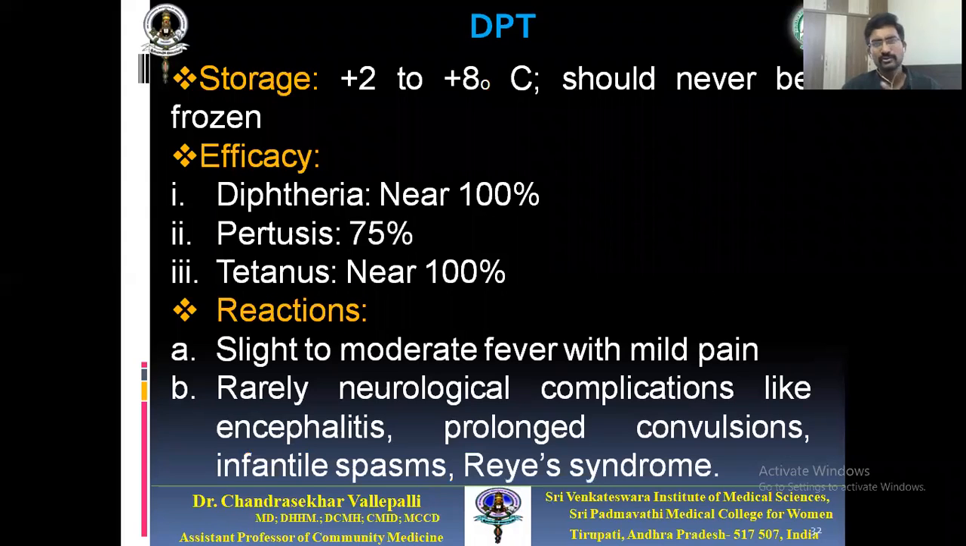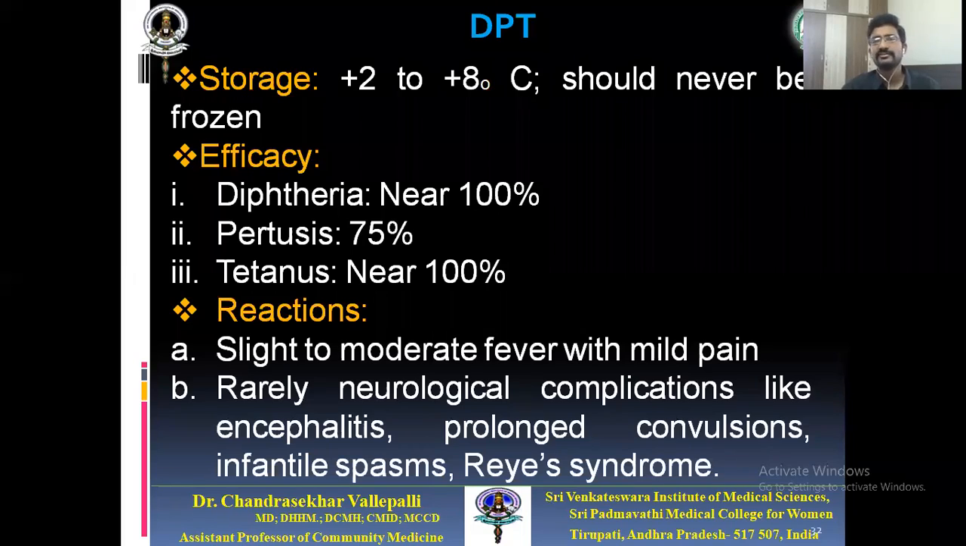So what is the storage? Again, it will be stored like all other vaccines, that is +2 to +8 degrees centigrade. OPV is the exception, which is -20. Most of the remaining vaccines will be stored at +2 to +8. Again, this comes under the T series vaccines, DPT. Tetanus is present, +2 to +8. And again, this should never be frozen. Don't keep it in the deep freezer.